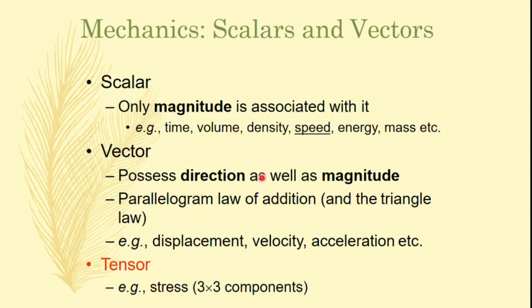Now you see that the scalar is actually used to describe the quantity which has only the magnitude, like time, volume, density, speed, energy, mass, etc. Whereas the vector is used to describe the quantity where the direction and magnitude both are required.